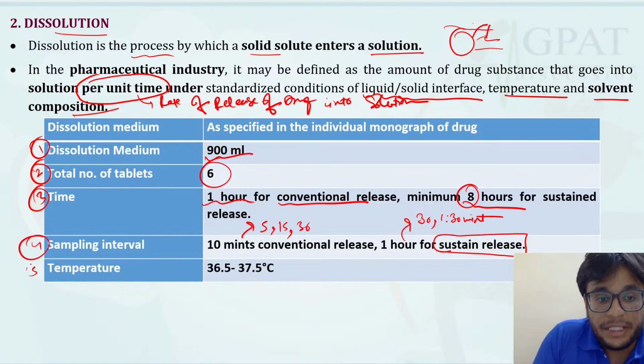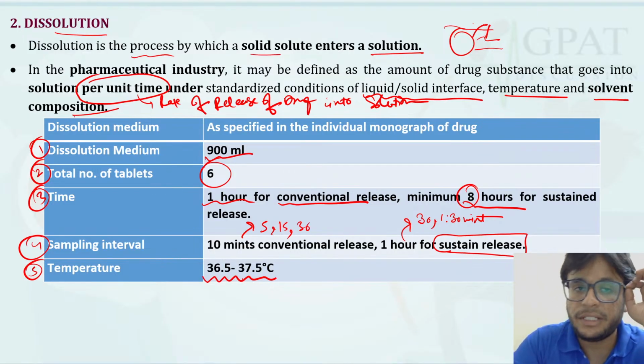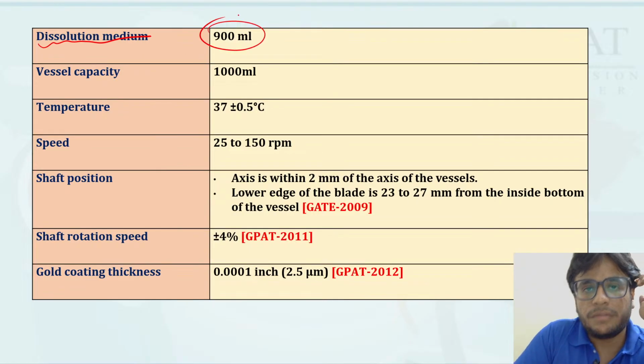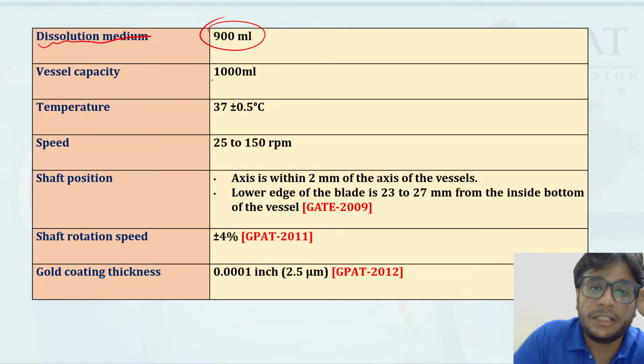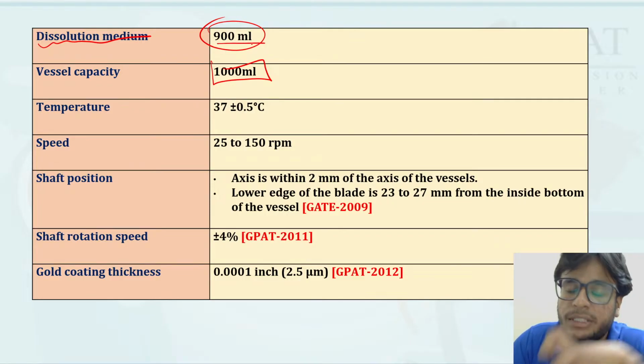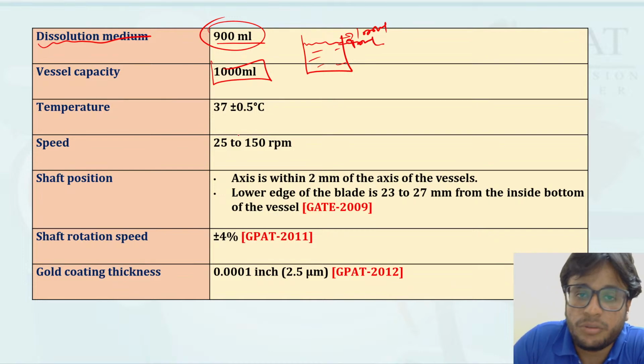And the temperature of the media in the dissolution condition is going to be 36.5 to 37.5 degrees Celsius. So these are the main conditions. The dissolution media is 900 ml. The vessel capacity is 1000 ml, but we have to fill the dissolution media only up to 900 ml. We are not filling the full content. If its capacity is 1000, we just fill it to 900. The temperature that has to be kept in the dissolution media is 37 plus minus 0.5 degrees Celsius.